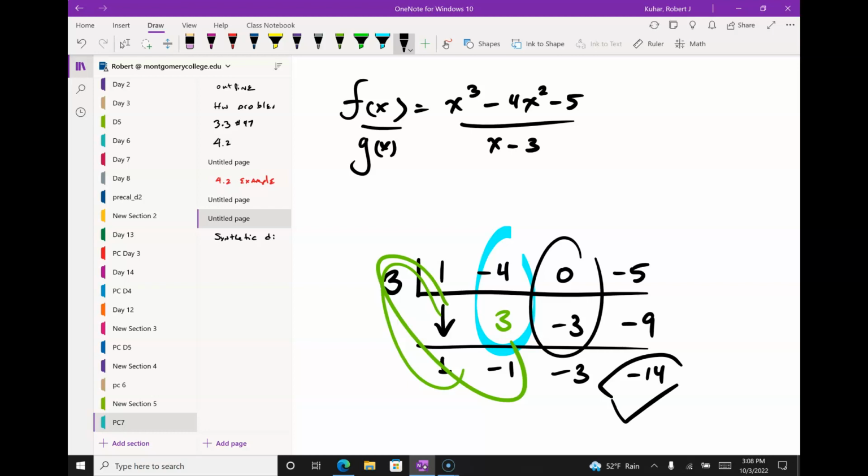So if it's not an x plus b format, you can't do synthetic. If I ask you to do synthetic, it'll be a problem that you can do synthetic with. If I ask you to do long division, it could be done by synthetic, but most likely I just want you to have both methods.